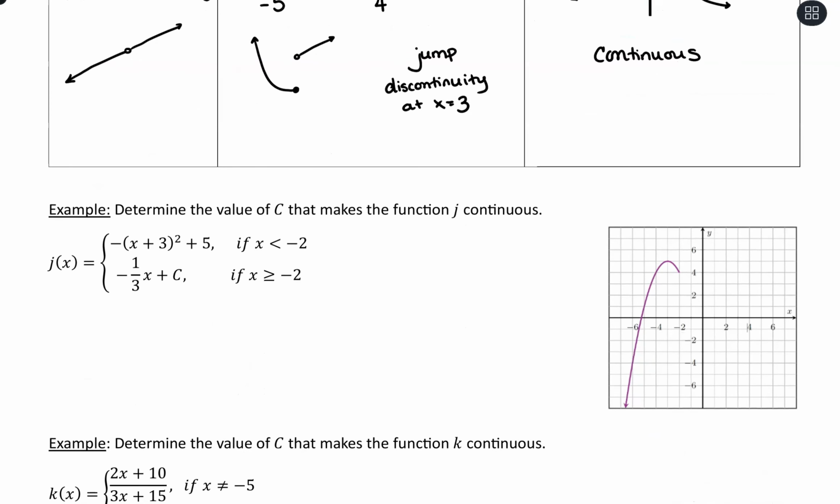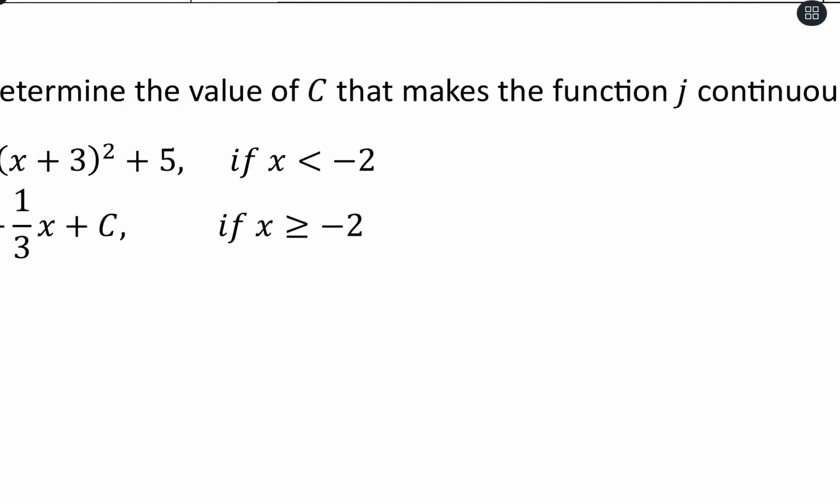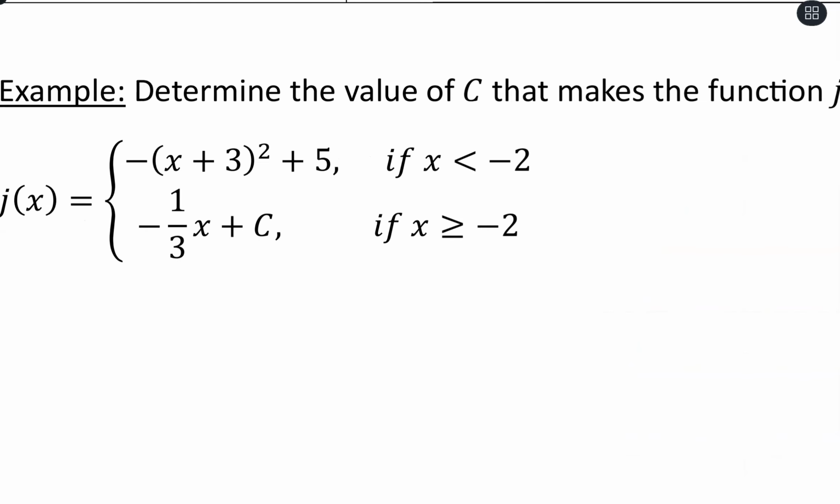All right, let's look at some scenarios where we can make a function continuous. So this first case, we have a piecewise function. We have negative (x plus 3) squared plus 5 for x values less than 2. So that's what's showing up over here. And then we're going to have a linear function, negative 1/3 x plus c. What we want to do is figure out what value of c is going to make this continuous.